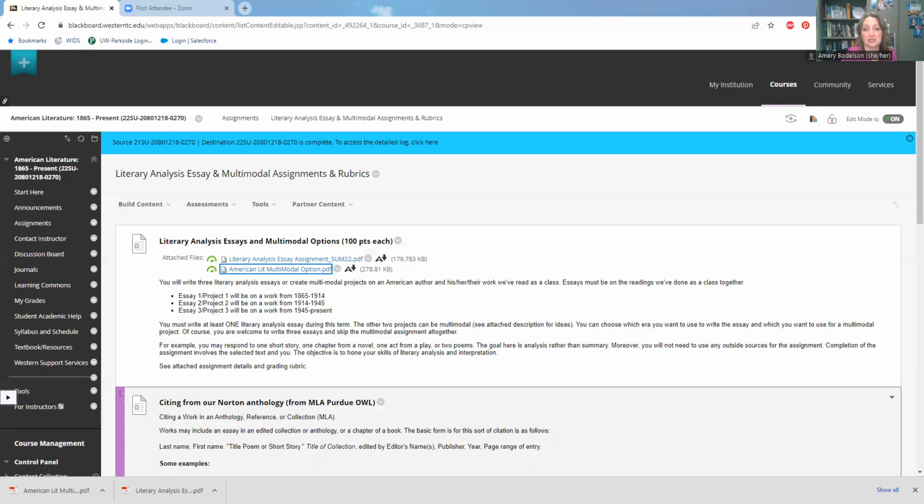And page 2 breaks down the grading rubric. So analysis, purpose, organization, development, style, standard academic writing, and MLA formatting. And these are all worth 100 points.